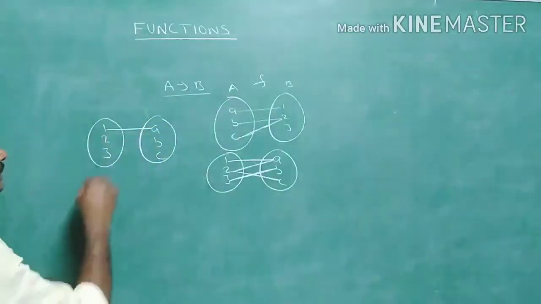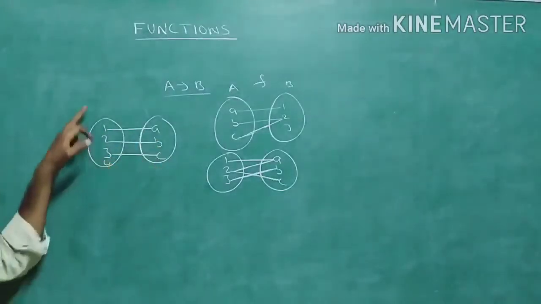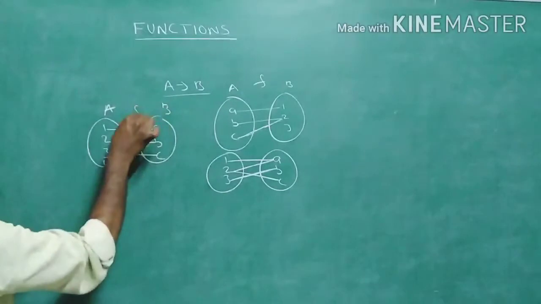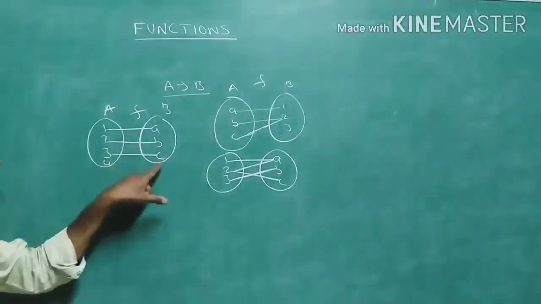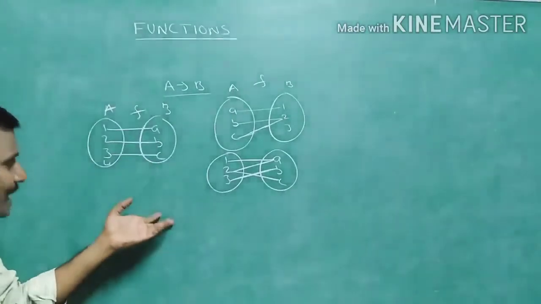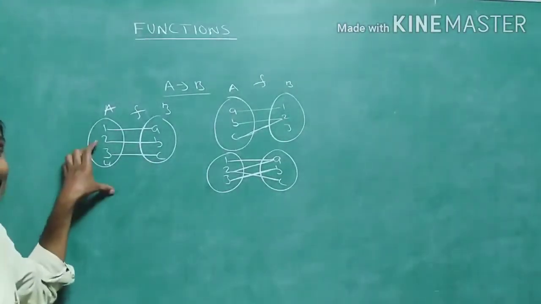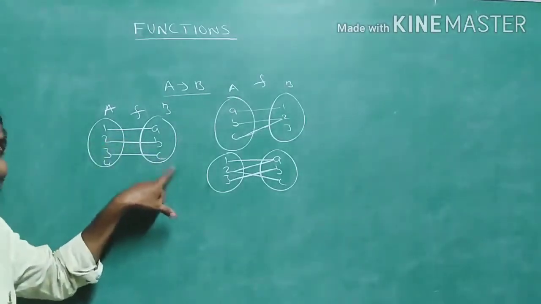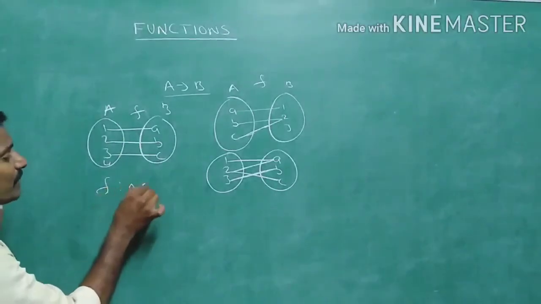1 is mapped to A, 2 is mapped to B, 3 is mapped to C. Here set A and set B, is f a function from A to B? 1 has A, 2 has B, 3 has C. But 4 has no image. So that's why it is not a function, because every element in set A must have a unique image. So f is not a function from A to B.